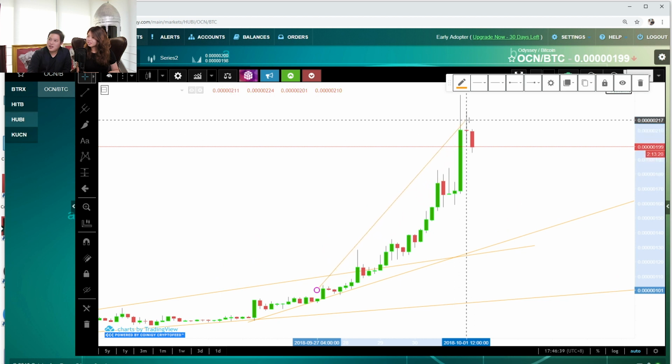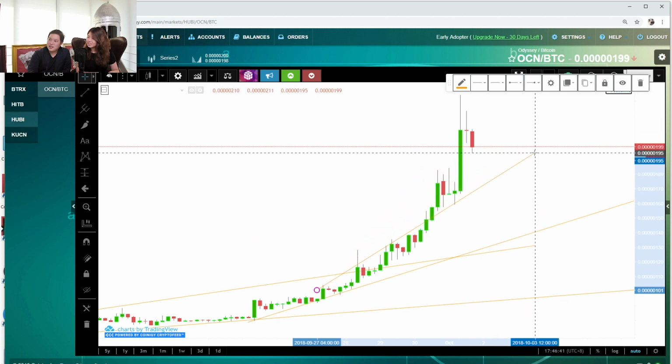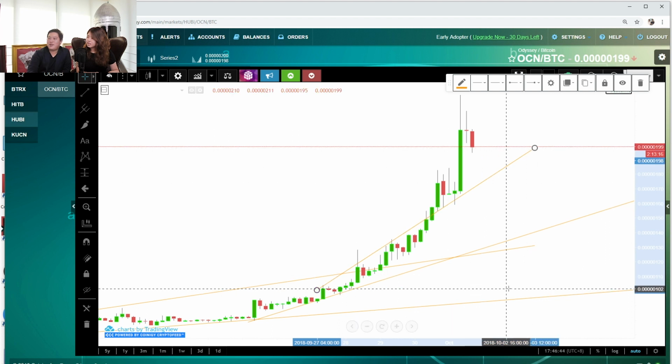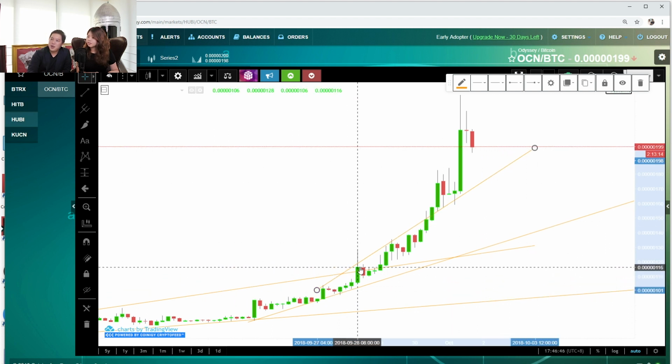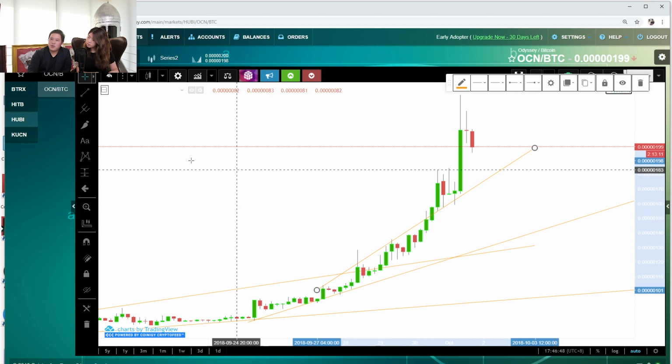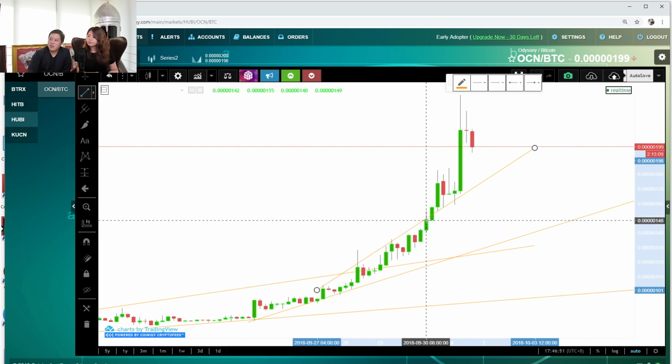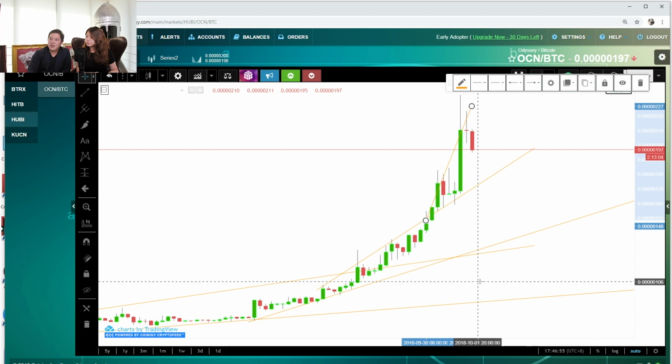Ta-da! See? It cuts through the candle. So it touched 1, 2, 3, and then it cuts through. Then we redraw again. Ha! Okay. Yeah, that looks horrible.